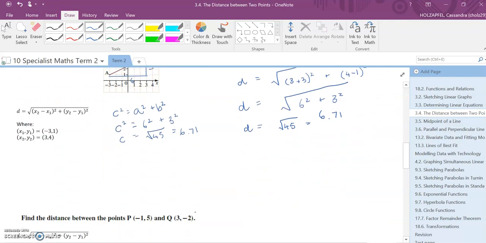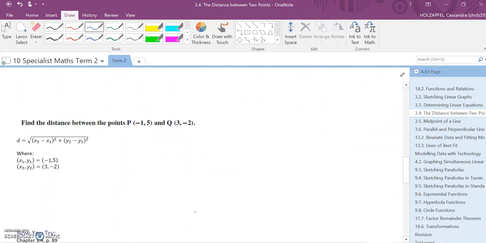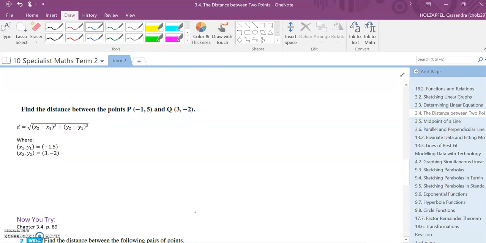Okay, so I want you to have a go now at this particular question here. I'm going to give you time to pause the video. I'm going to go through the worked example, and then you guys can have a go at the rest on your own. All right, so let's jump in. I'm assuming you've gone through and you've practiced that question.